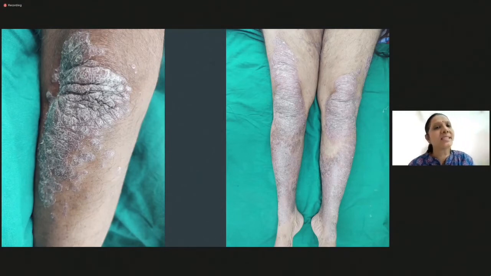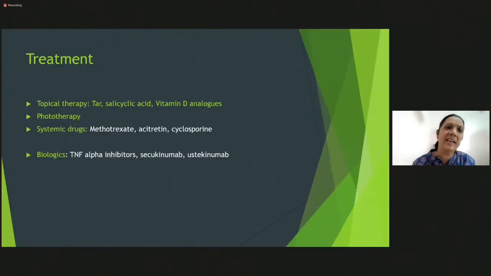Some people have asked, how can we treat it in primary care? See, the treatment of psoriasis depends on two factors. Body surface area involvement. Before they used to say 5, now they say 3%. So anything below 3%, topical therapy can be given. Yes, a primary care physician can give.